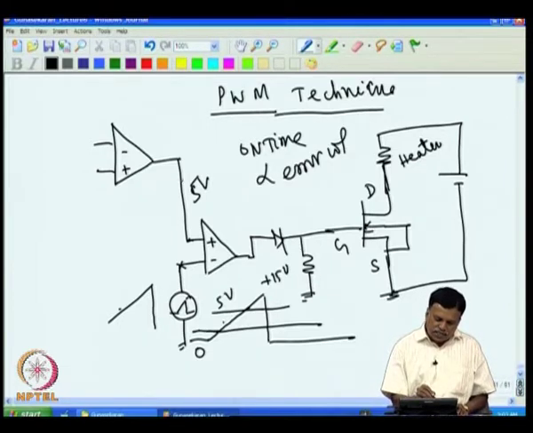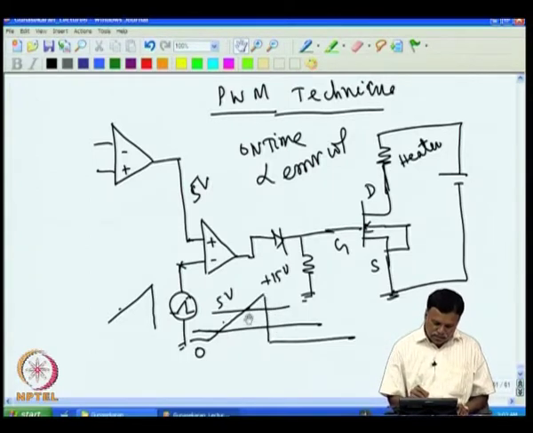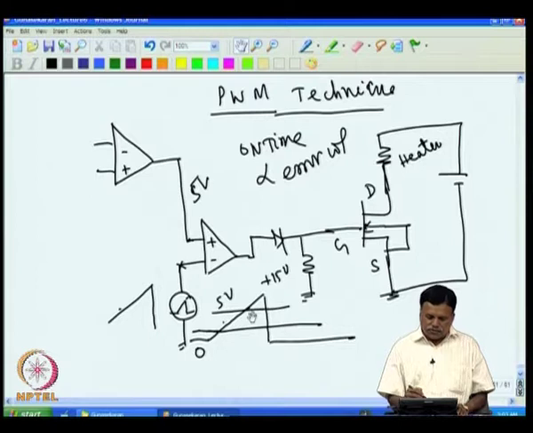So the error voltage is given at this point and a fixed sawtooth is given. That way the heater is either on or off. It is on for a time proportional to this voltage, and the remaining time it is off. That remaining time depends on the sawtooth period. Now, how to generate this sawtooth wave is what we need to see.